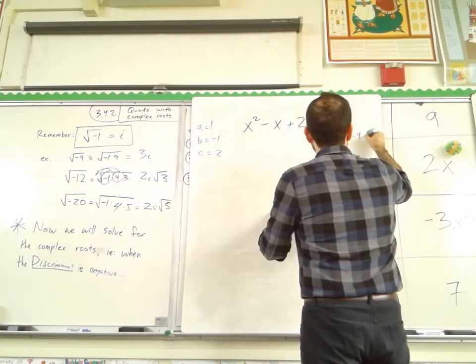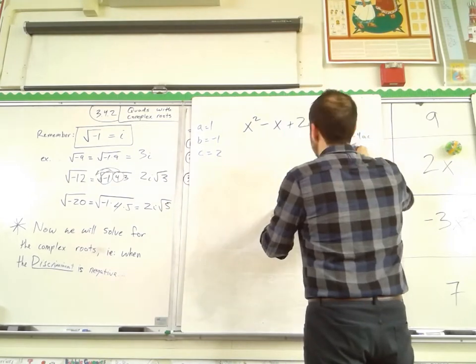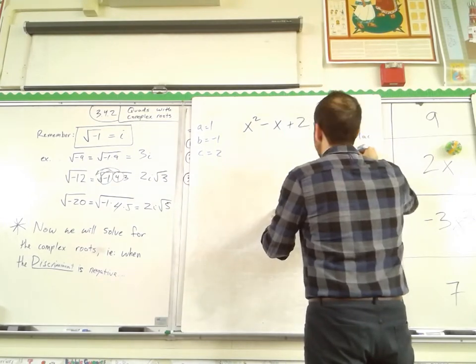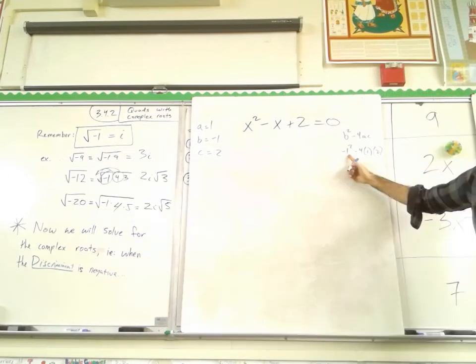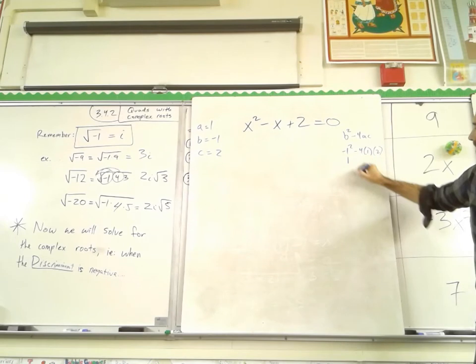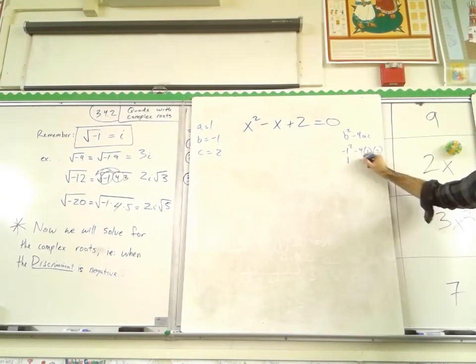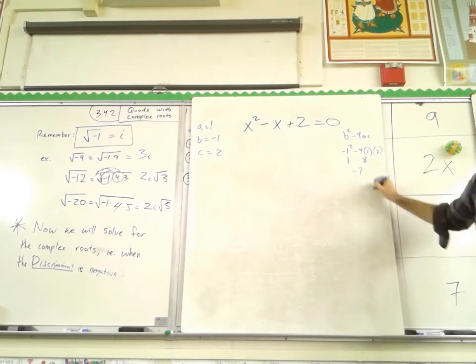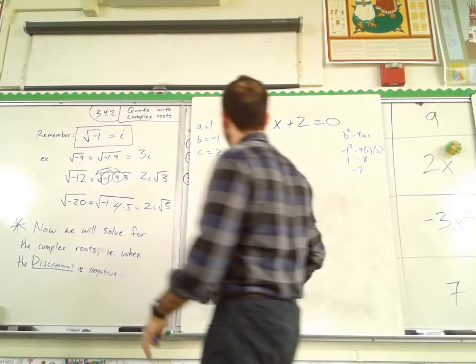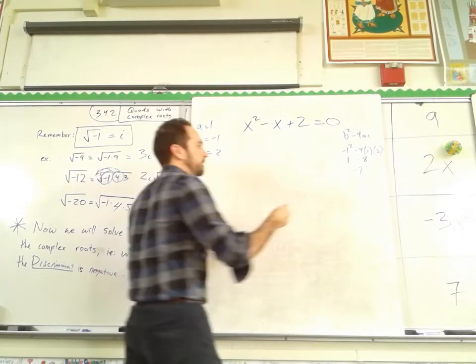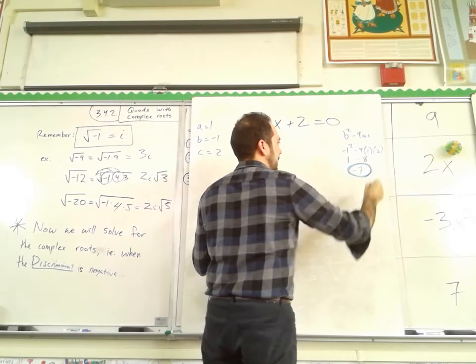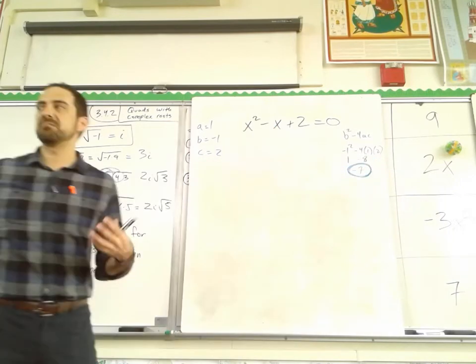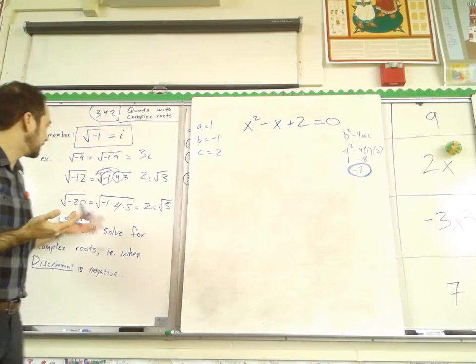-1 squared minus 4 times 1 times 2. -1 times -1 is 1, and -4 times 2 is -8. We got -7 in there. Which tells me, before I'd say no real solutions, so I know I'm going to have some complex roots. Some complex roots have imaginary numbers. No big deal. Feeling pretty good about this. And then actually finding the roots, no problem.